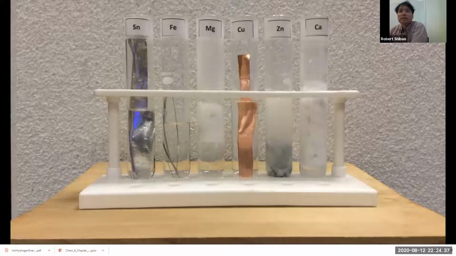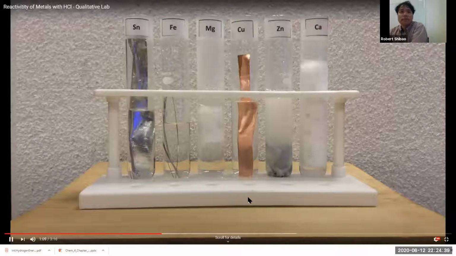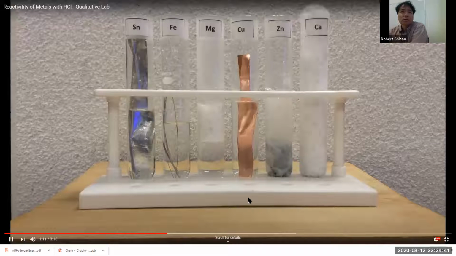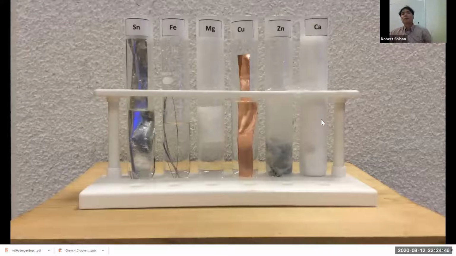Yeah, the magnesium, the zinc, and the calcium are very reactive. The iron is a bit slower, and the tin's a bit slower, and the copper is unreactive here in terms of that. Look at the calcium.